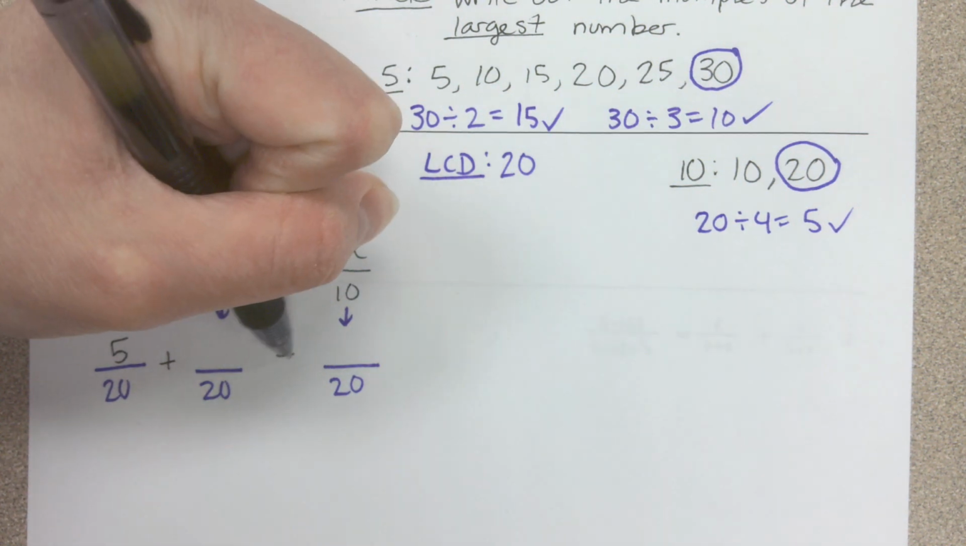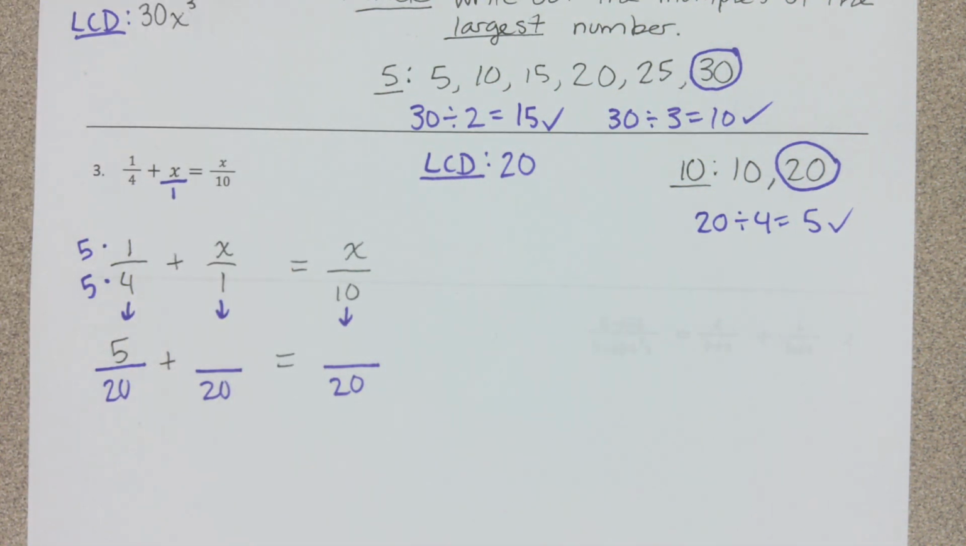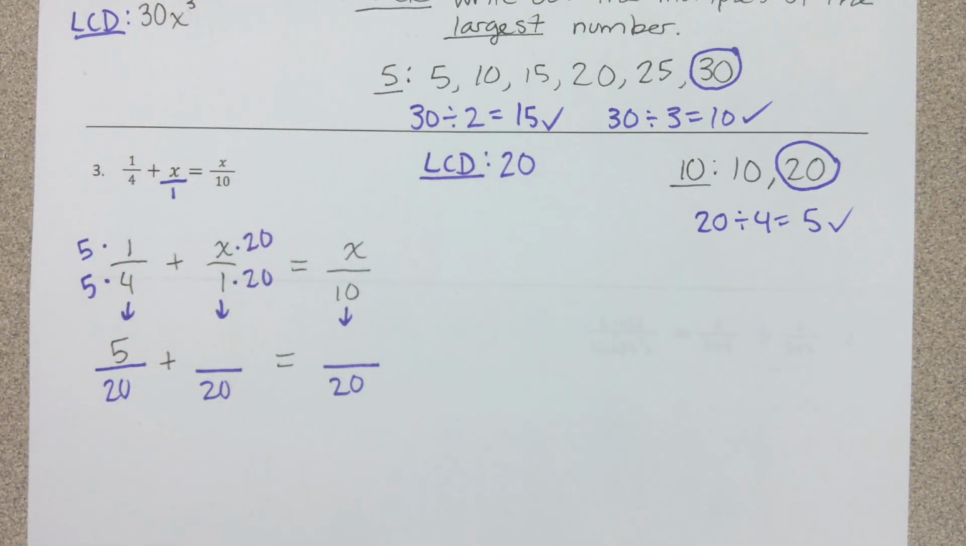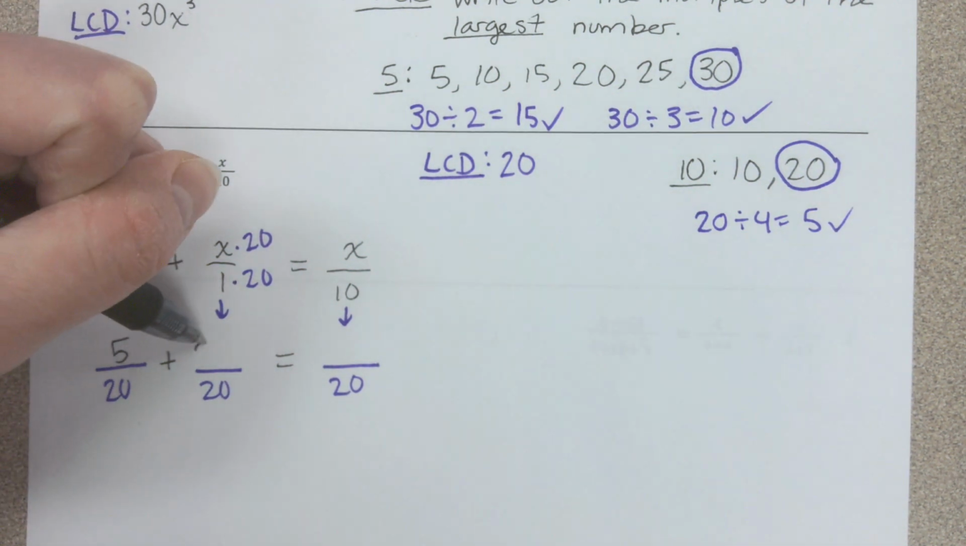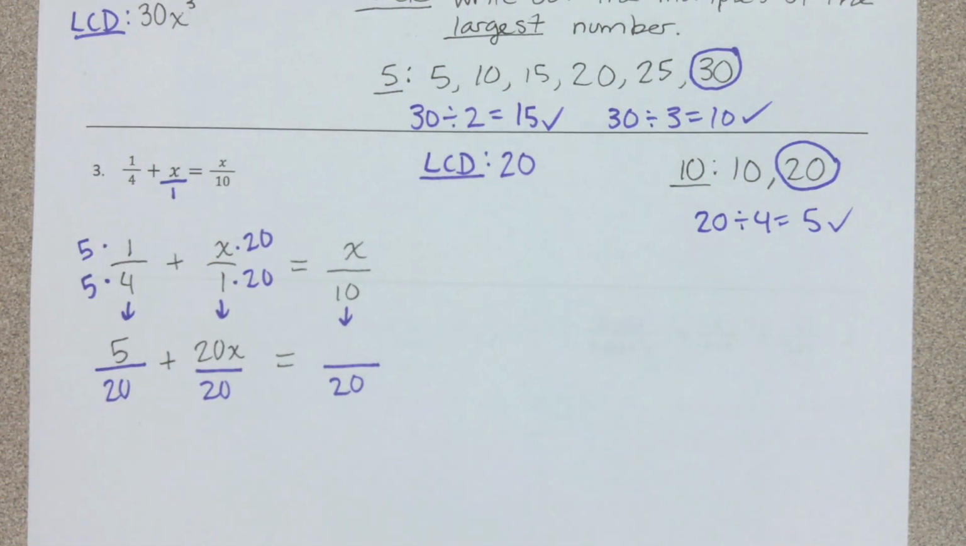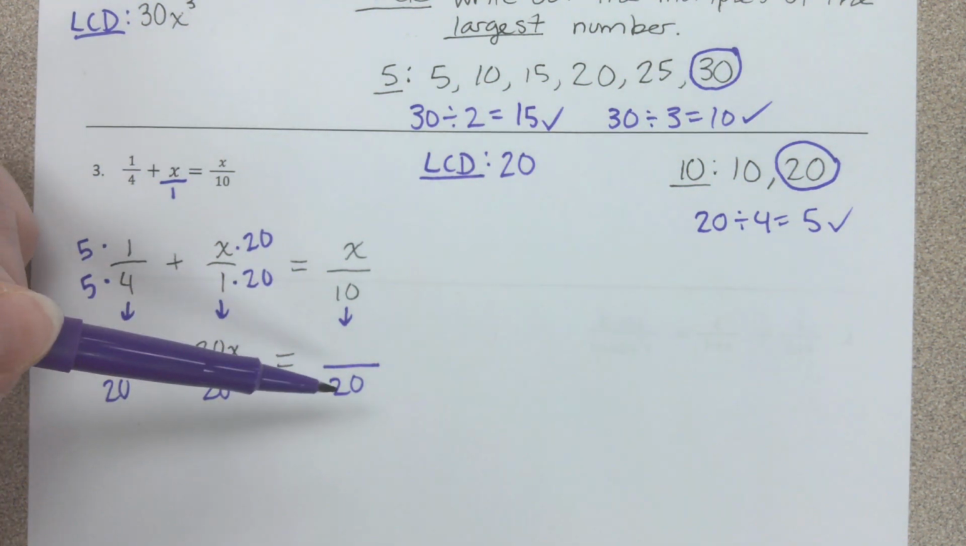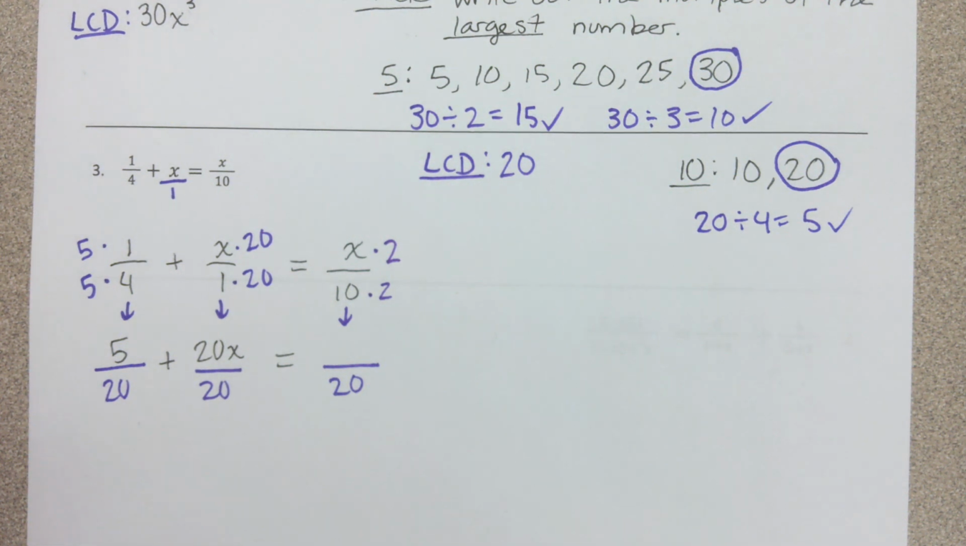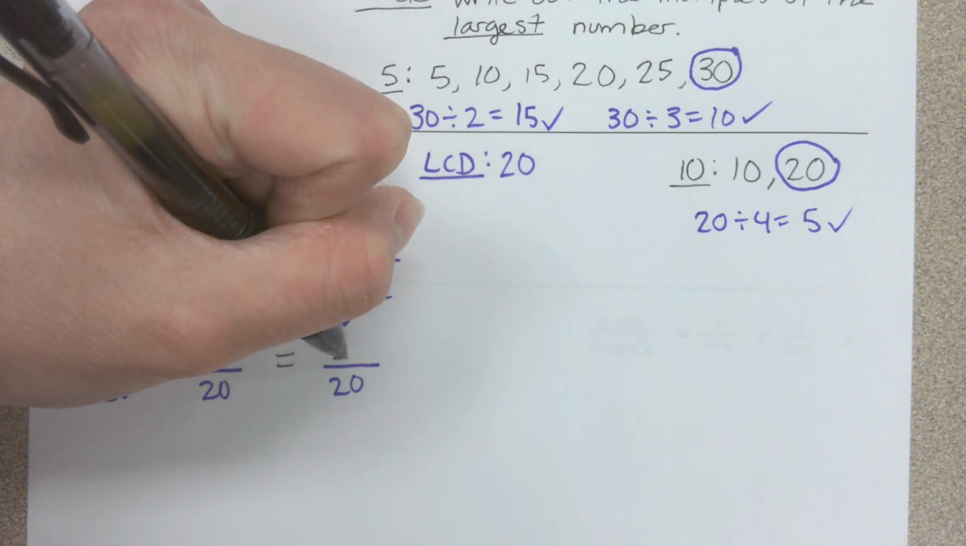I'm going to fill in my plus and equals before I forget that. Next fraction, I just have a 1, so that completely needs to be changed to 20. Times 20, top and bottom. X times 20, you just put them together, 20x. Equals, last one. To get from 10 to 20, it's times 2. So times 2, top and bottom. X times 2, that's just 2x.